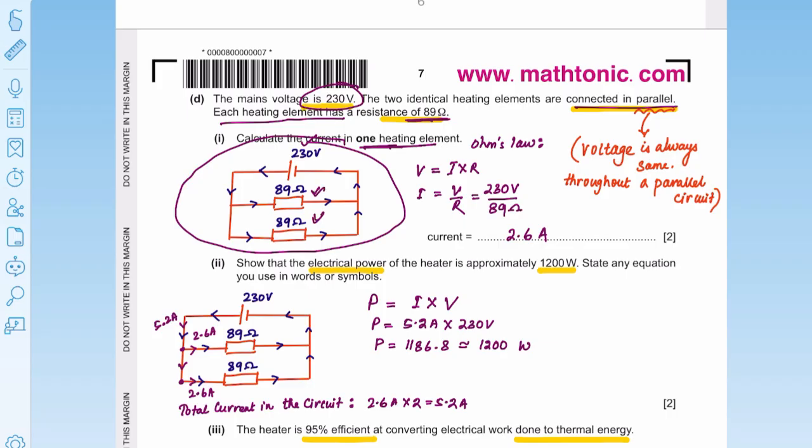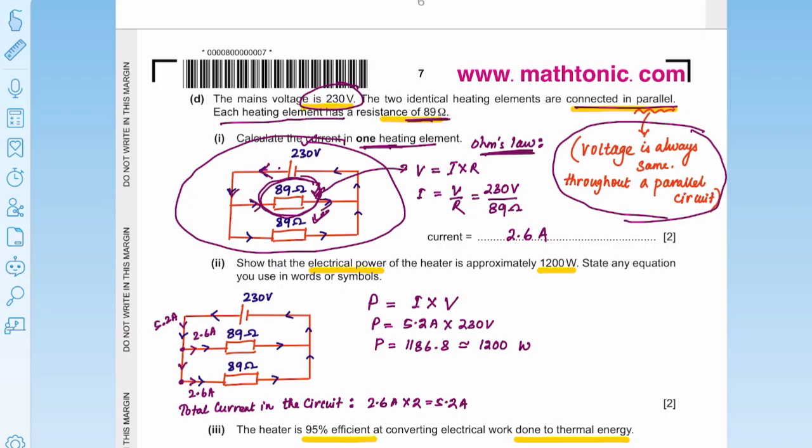These are the parallel connections, right? So the question is, what amount of current will be flowing in this one heating element? And yes, we can use Ohm's law. And you should know that when the elements are connected in parallel, the voltage is the same throughout a parallel circuit. Got it? The voltage will be exactly the same through the parallel circuit.